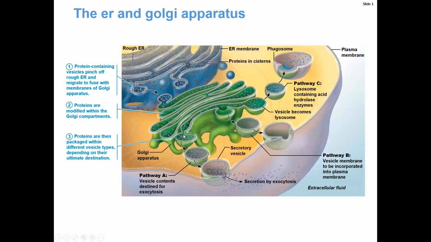Now the vesicles have three choices. We can release the proteins right into the interstitial fluid around the cell. That's pathway A. Pathway B is to incorporate the proteins into the cell's own membrane, and pathway C is to stick them off to the side in a lysosome, which contains digestive enzymes. So as these proteins get made, you've got three choices. Okay.